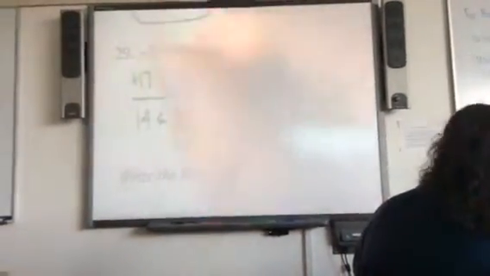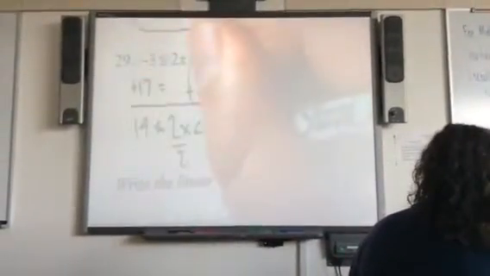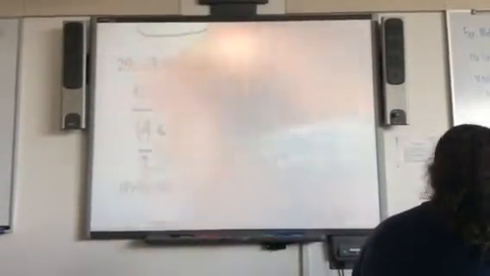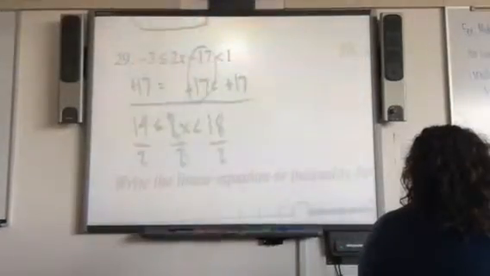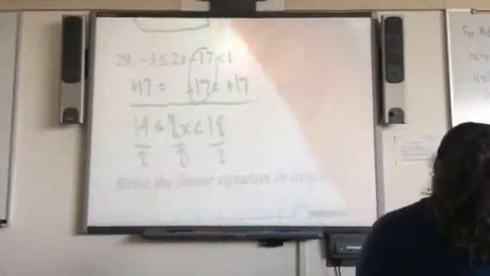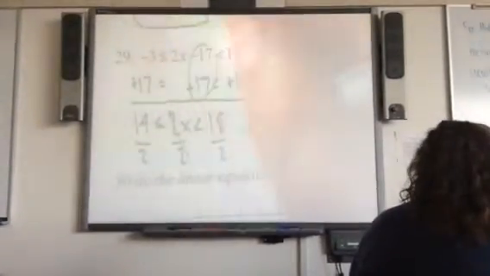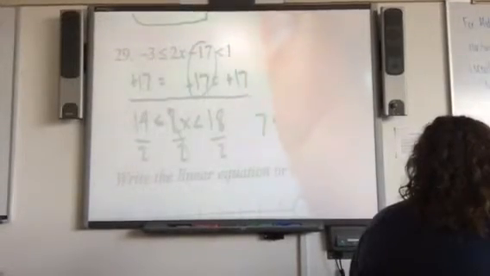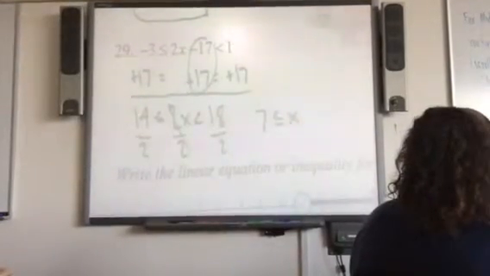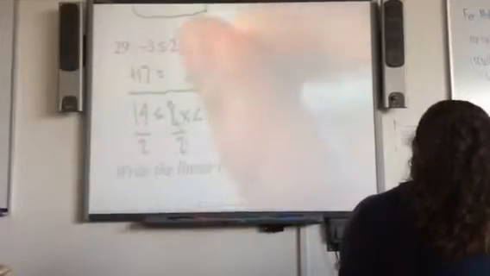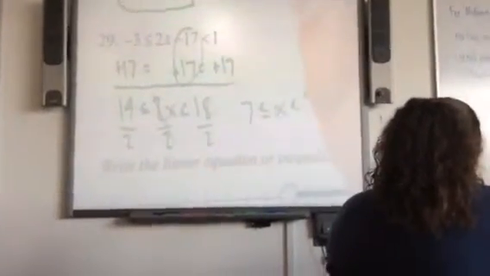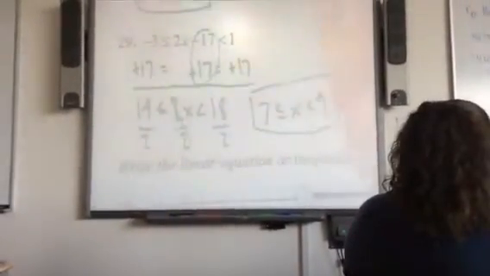And then to get the x by itself here, we'll need to divide by 2. But you do that to each part of the compound inequality. So that'll cancel out to make 1. 14 divided by 2 is 7. So we get 7 on the left is less than or equal to, x is now by itself, which is less than 18 divided by 2 is 9. So there's our compound inequality.